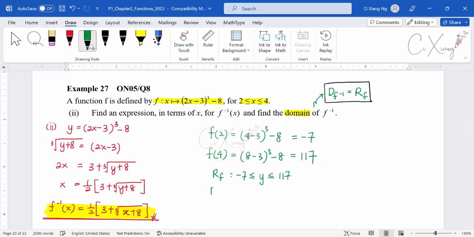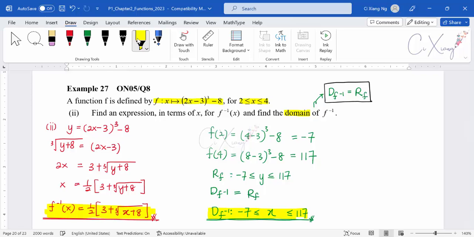And since I know that the domain of the inverse function is also equal to the range of the function, therefore, the domain of the inverse function, when I write it out, is also negative 7 until 117. But for the variable here, I'm changing it to x because when we are talking about the domain, it is actually referring to the value of x, not the value of y. So range is the value of y, but domain is the value of x. Therefore, you can see that I'm writing it in terms of x. So x is between negative 7 and 117.